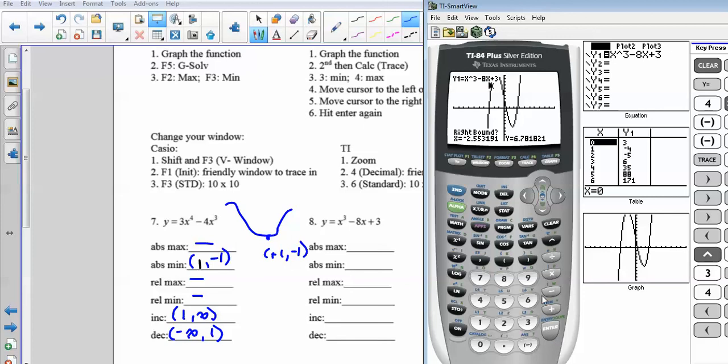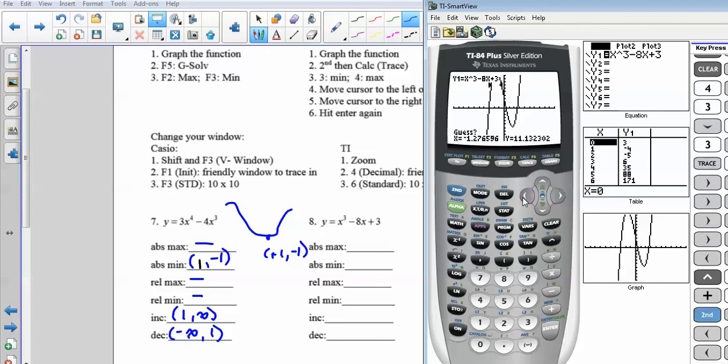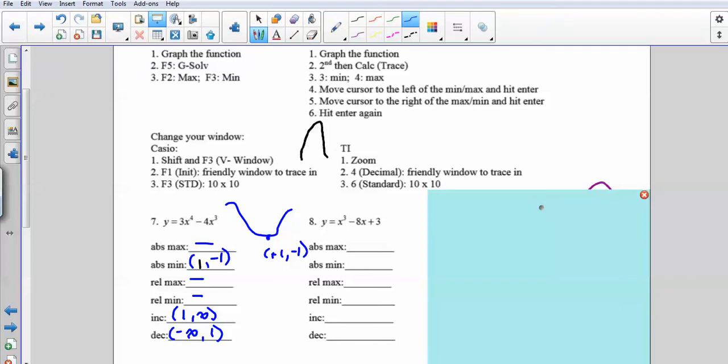Press enter, move it to the right of the maximum, press enter, and just move it a little bit closer to the maximum, and press enter. So that maximum is about negative 1.6, 11.7. So over here, I'm going to sketch that picture. Negative 1.6, 11.7. Now I need to find the minimum value over here.